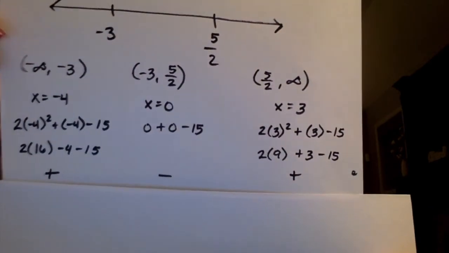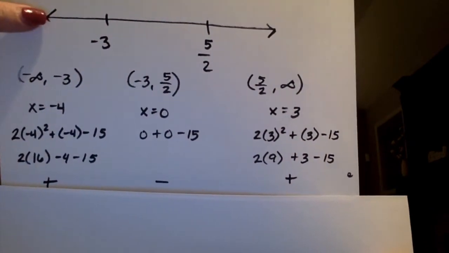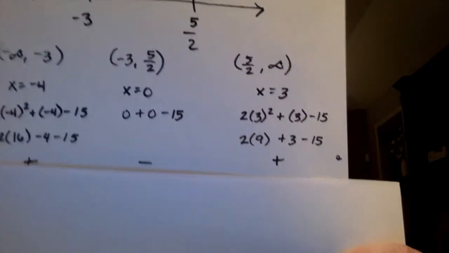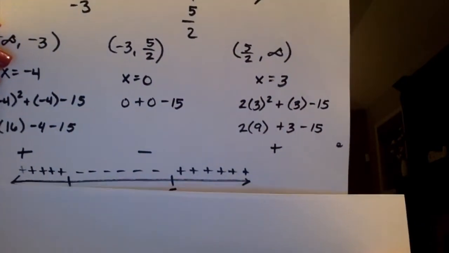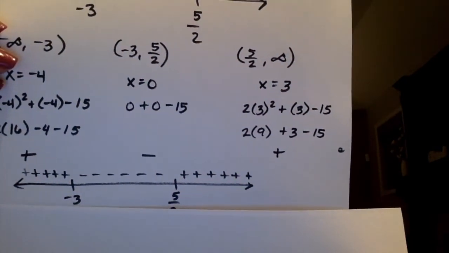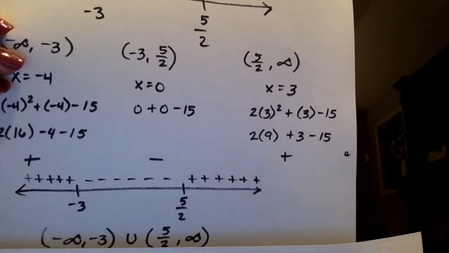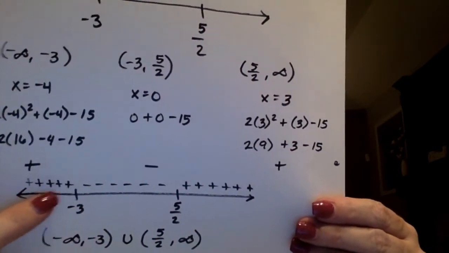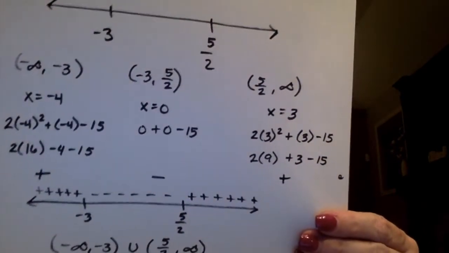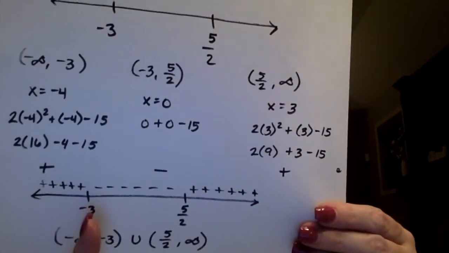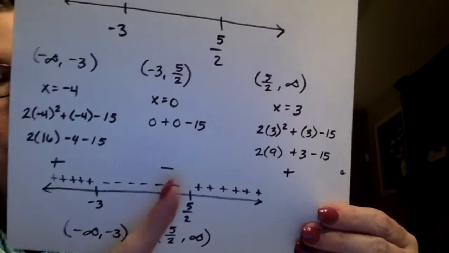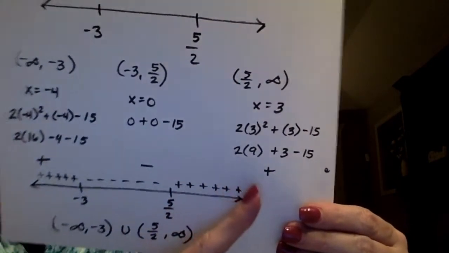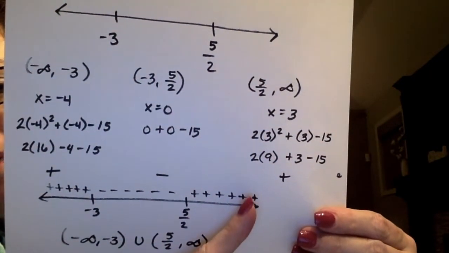Now, normally you would just go back to your original number line and put these signs on the number line. I made a new number line so that I could show the progression here. So here's our number line. Now this is what we might call our sign chart. Everything from negative infinity up to negative 3, any number I choose in there is going to give me a positive value. Any number I choose between negative 3 and 5 halves is going to give me a negative value. And any number I choose from 5 halves all the way to infinity is going to give me a positive value.